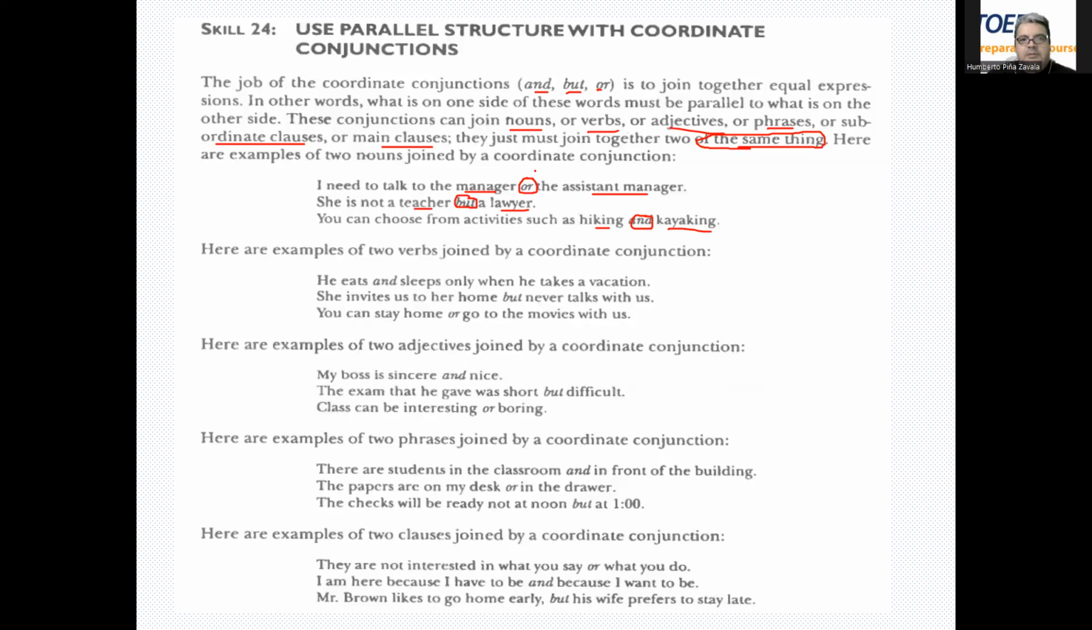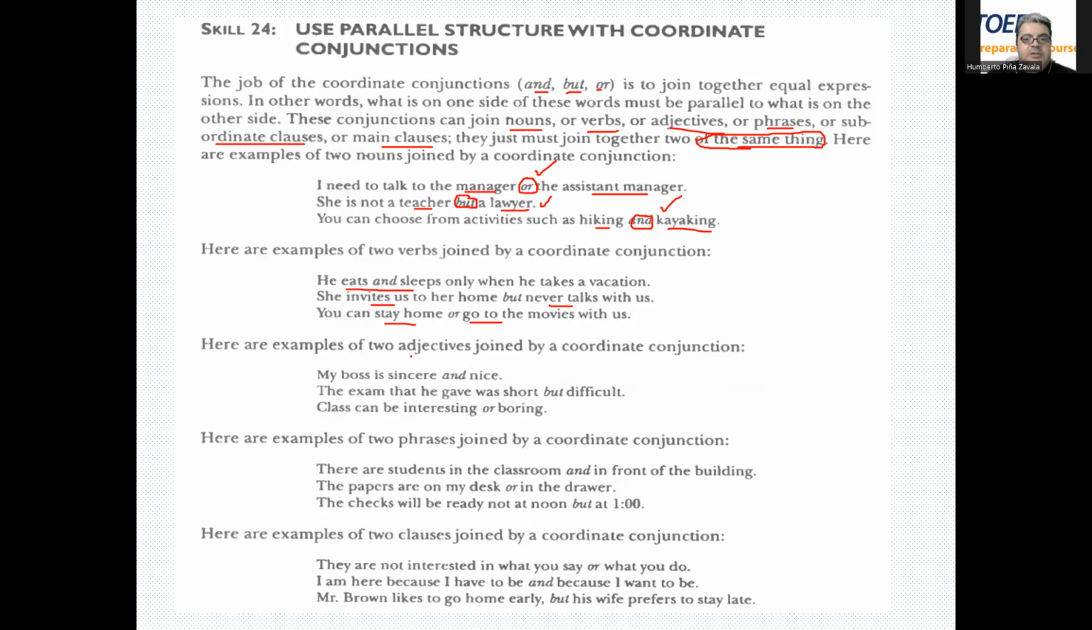With that, or gives a choice, but gives contrast, and adds something to whatever you were stating or saying before. Here are examples of two verbs joined by the coordinate conjunction. He eats and sleeps only when he takes a vacation. She invites us to her home, but never talks with us. She invites us, but she never talks. You can stay home or go to the movies with us.